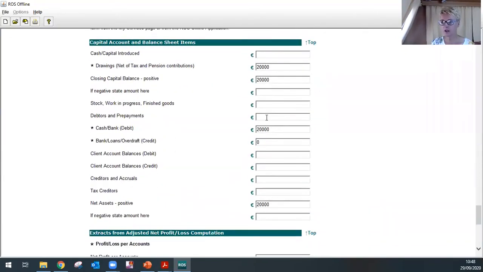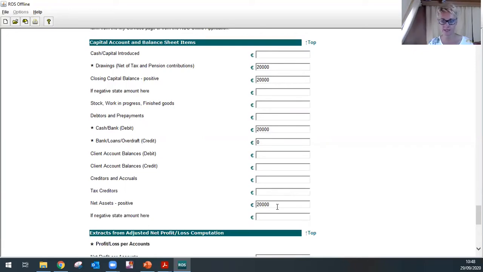This section is called capital account and balance sheet items. So this section relates to the second financial statement I explained before, the balance sheet. So we have two: profit and loss, that was the previous section, and balance sheet. So balance sheet items will go in here.